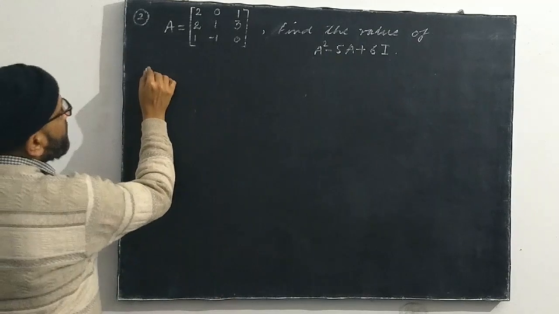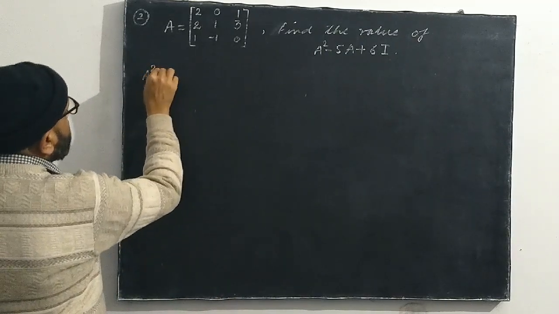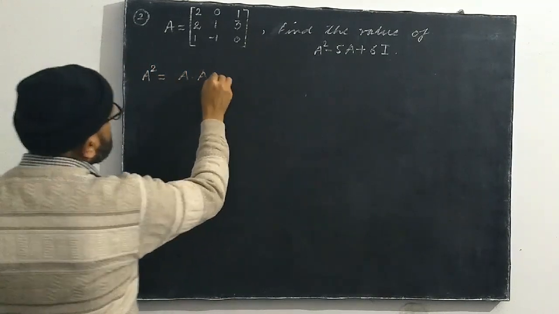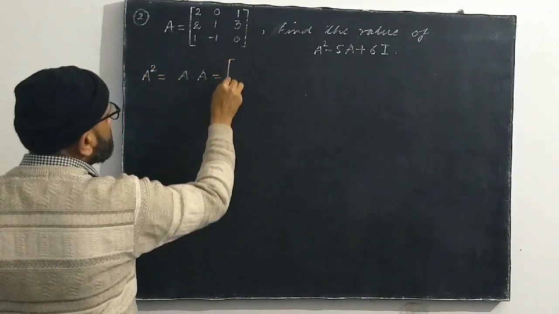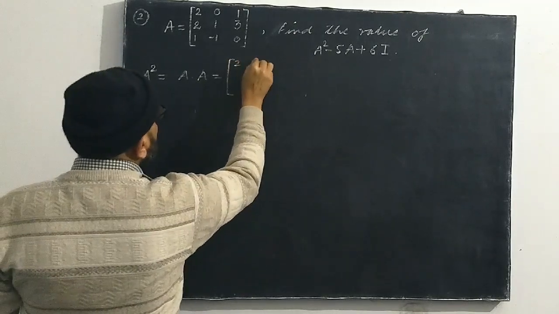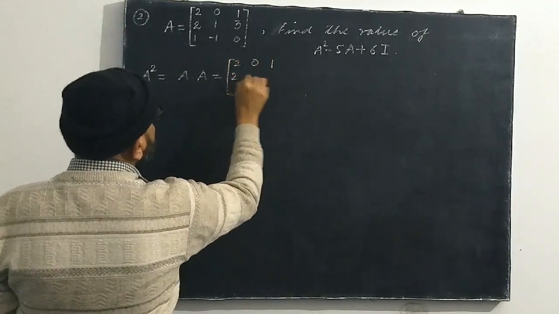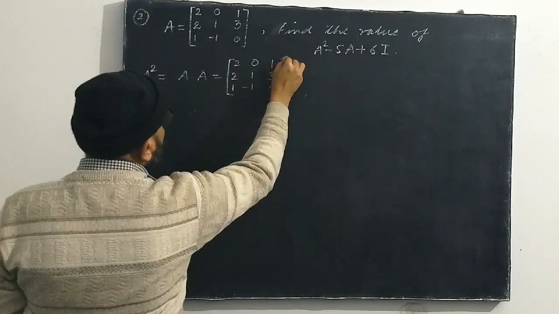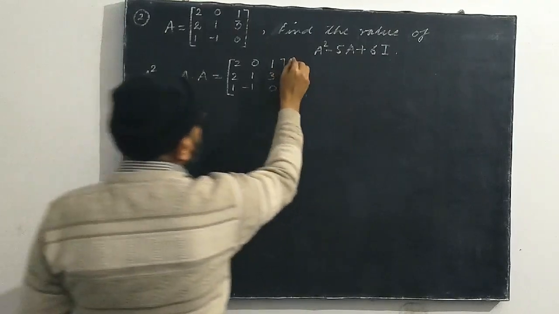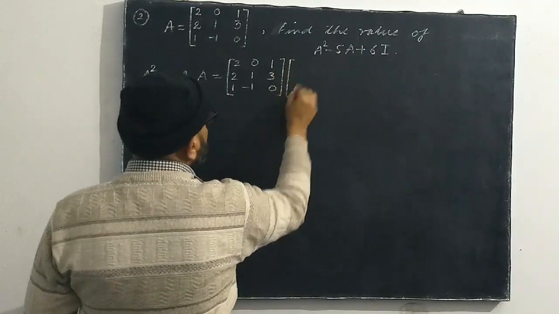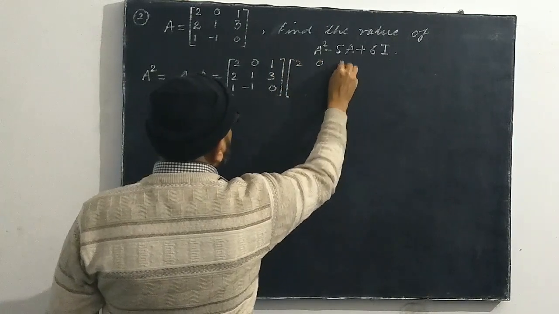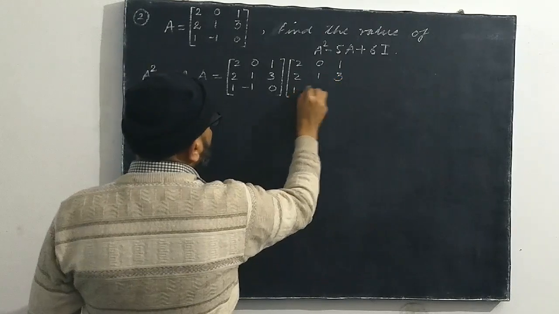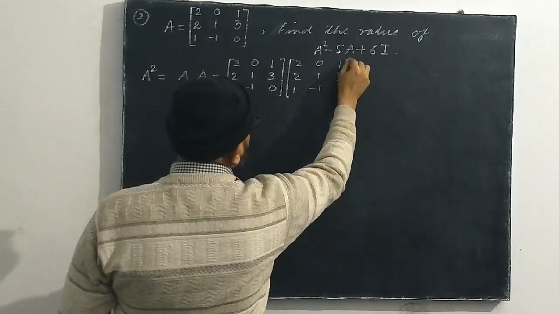So let's do it. A square means A into A, that is the matrix [2, 0, 1; 2, 1, 3; 1, -1, 0] multiplied by itself, the matrix [2, 0, 1; 2, 1, 3; 1, -1, 0].